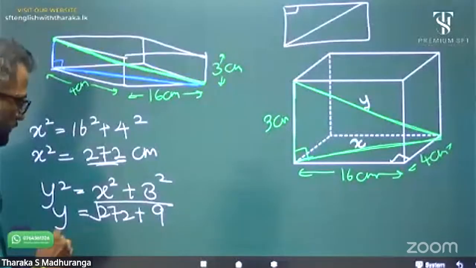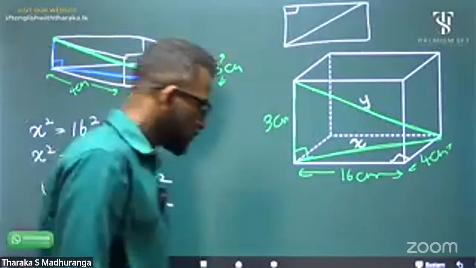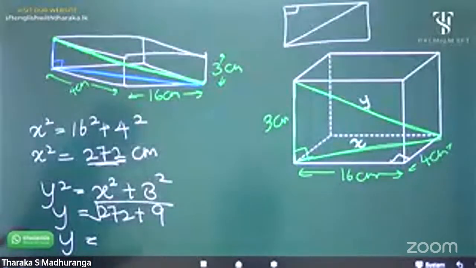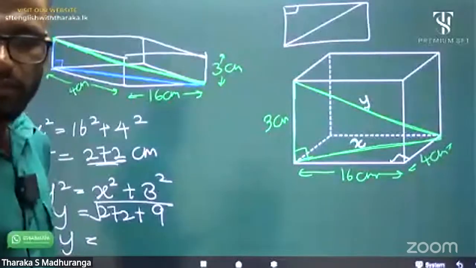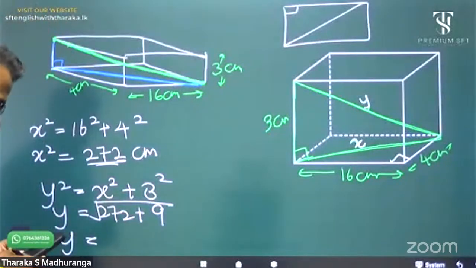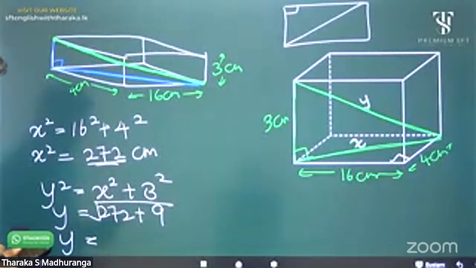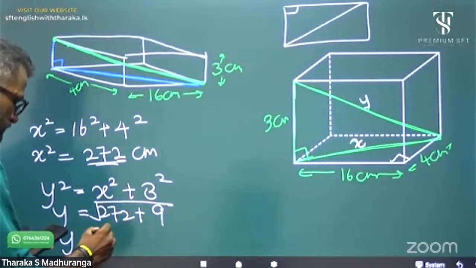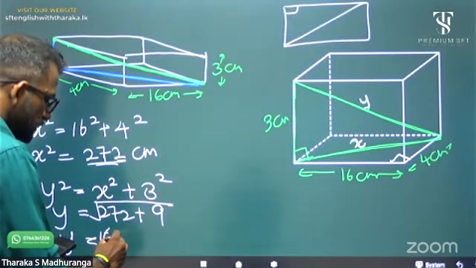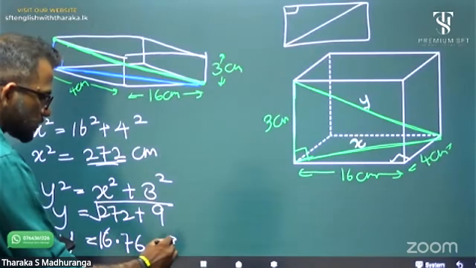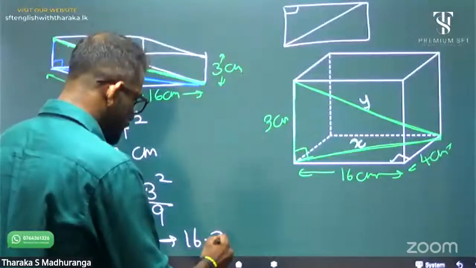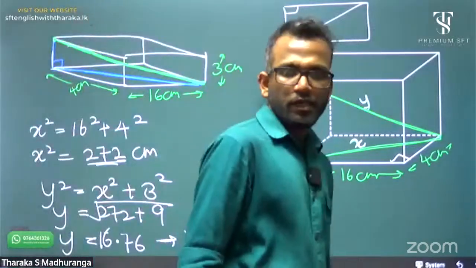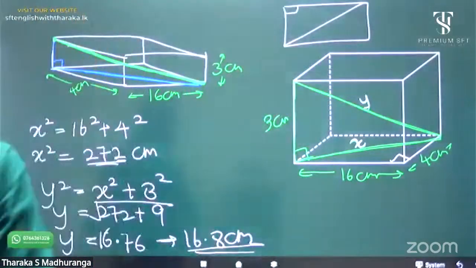If you have any doubt, please ask. Y equals square root of 272 plus 9, which is 281. Square root of 281 is 16.76. That means 16.8 centimeter. Okay, others understood?